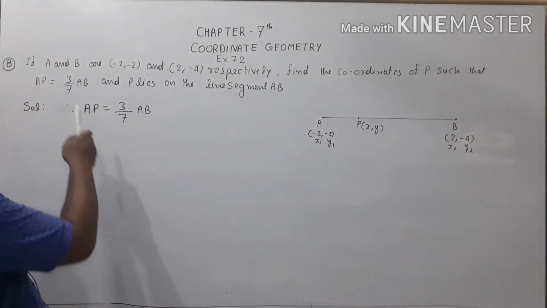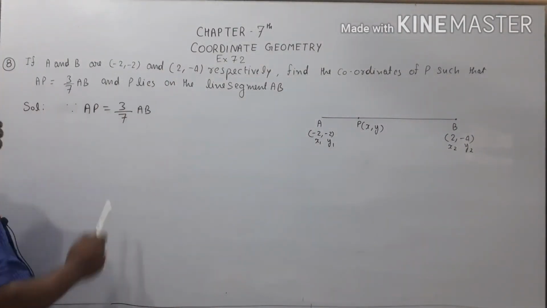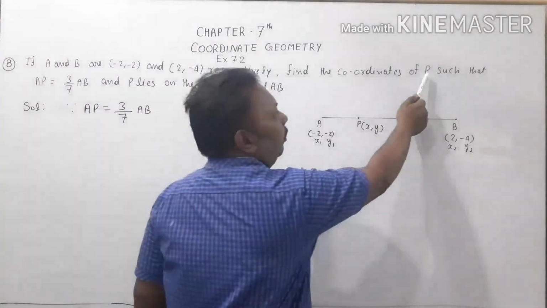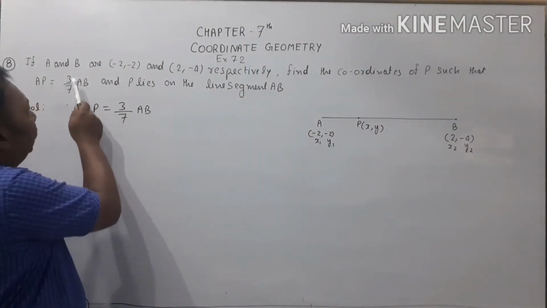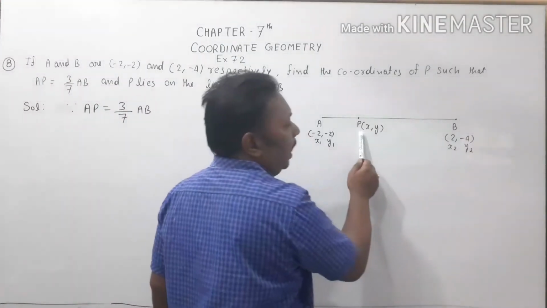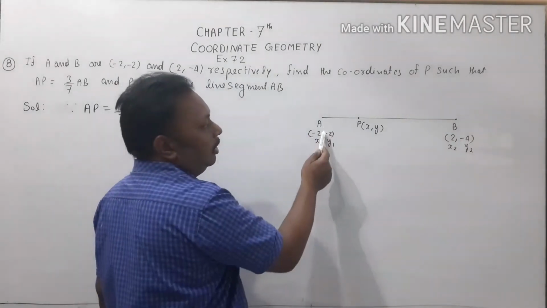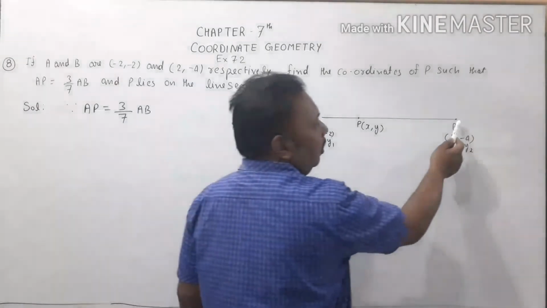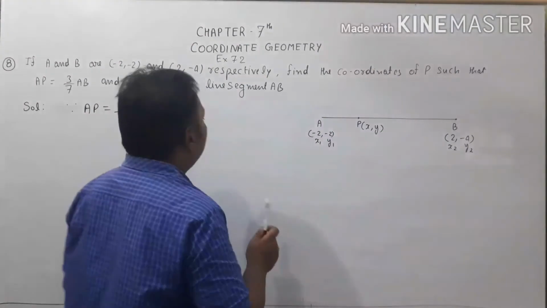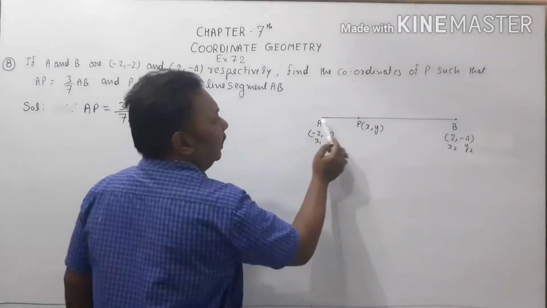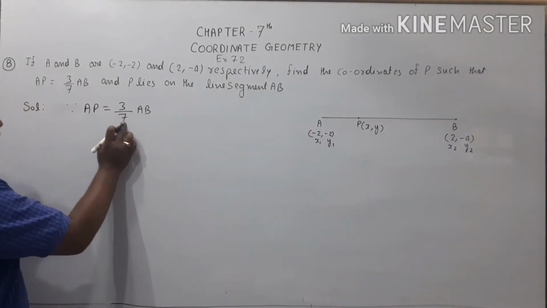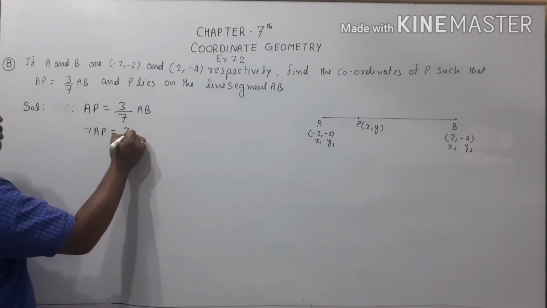In this question, if A and B are (-2, -2) and (2, -4) respectively, find the coordinate of P such that AP equals 3/7 AB and P lies on the line segment AB. The coordinate of A is (-2, -2), coordinate of B is (2, -4). We find out the coordinate of this P. Here it is given AP is 3/7 of whole AB. So we multiply this, we write down 7AP equal to 3AB.